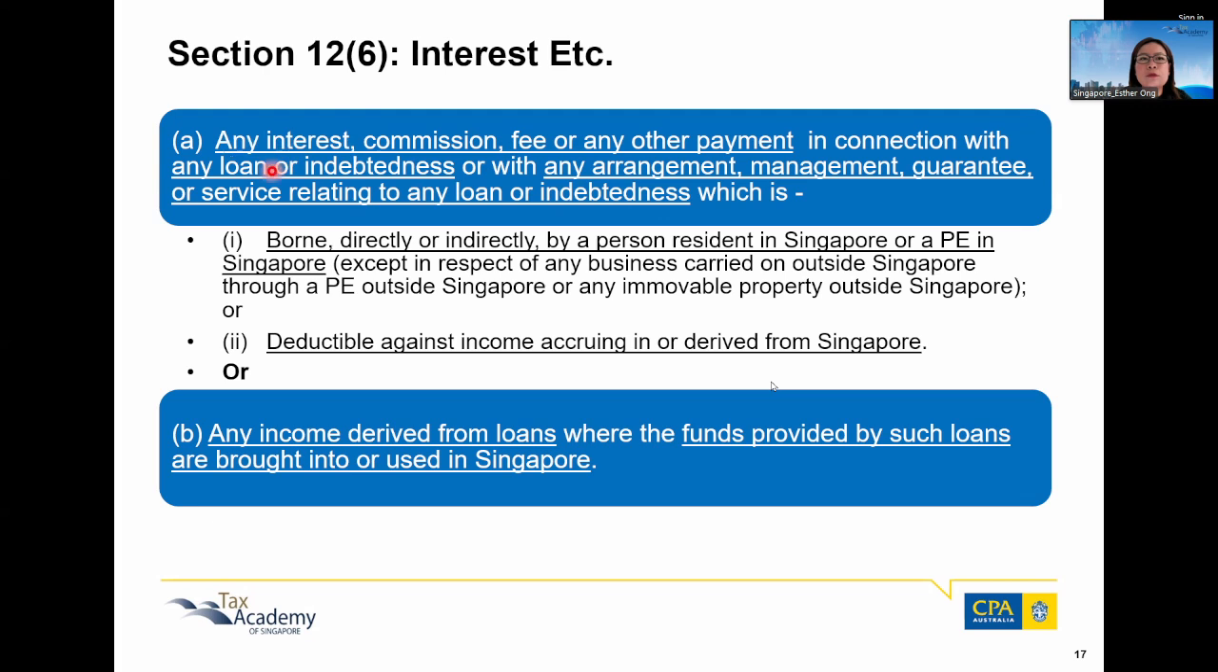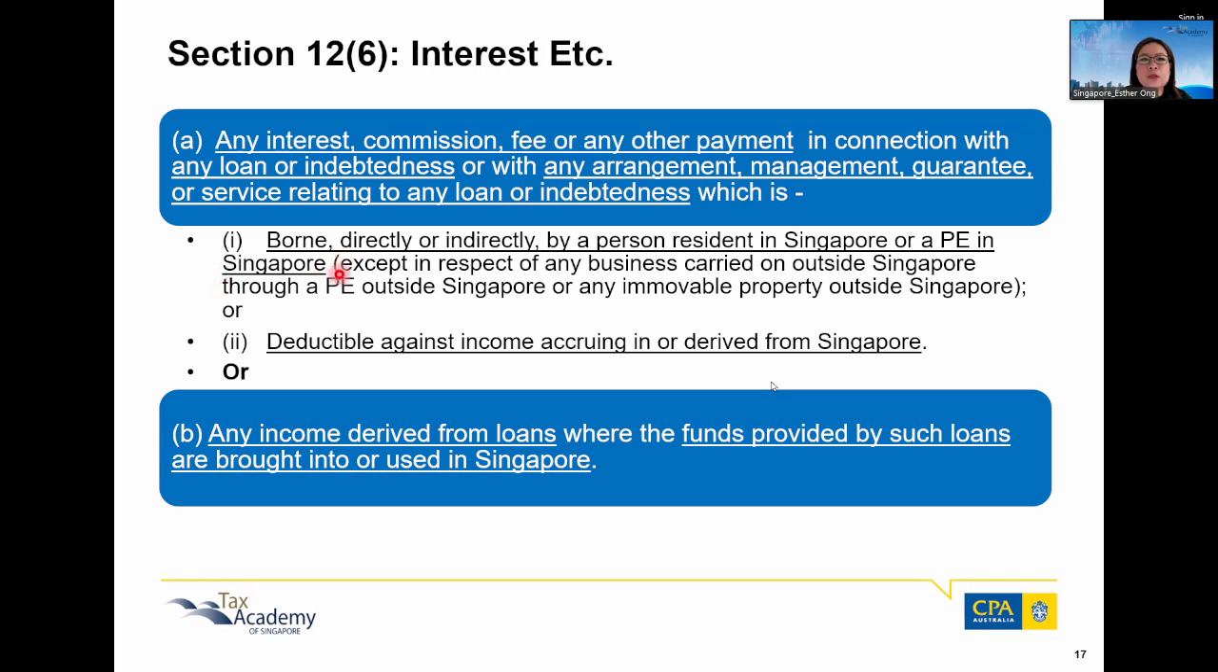So the first part is really like the interest type of payment, and the second one is more like the service-related type of payment relating to any loan or indebtedness. These are the two categories of income covered under section 12.6A. And this will be subject to withholding tax if the following conditions are met. Part 1, borne directly or indirectly by a person resident in Singapore, or a PE. PE means permanent establishment in Singapore.